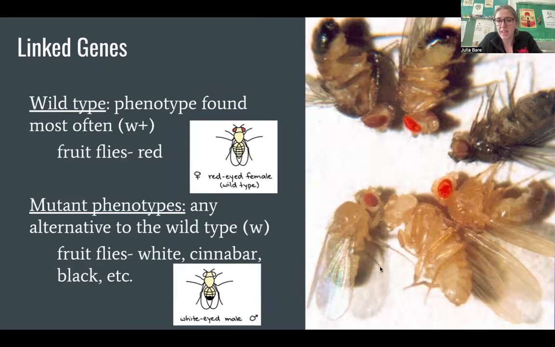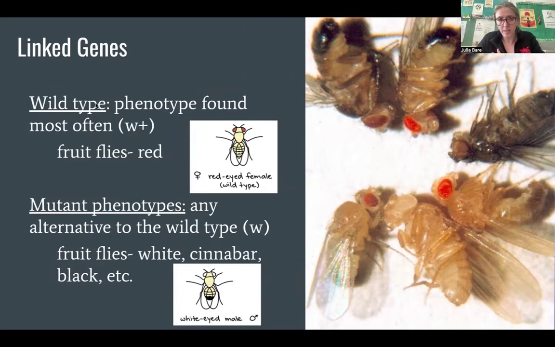So this is what these flies actually look like. They are gross and nasty, but they are really, really effective for observing the inheritance of certain traits and genetic phenomena. Now, there's some terminology that you need to know in order to understand what he did with these experiments.